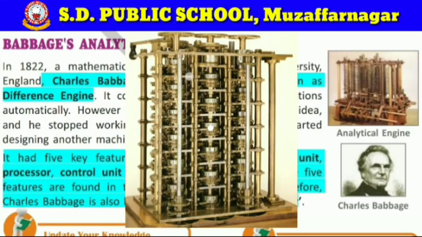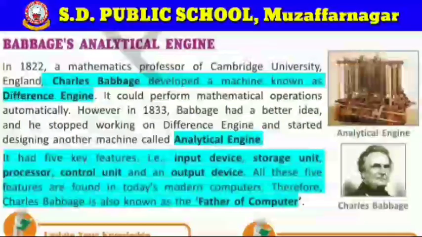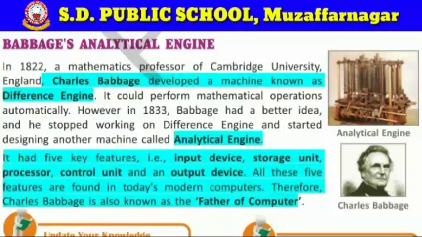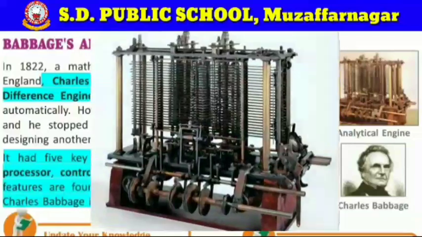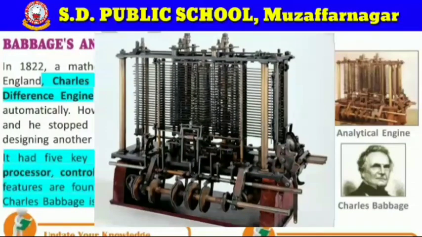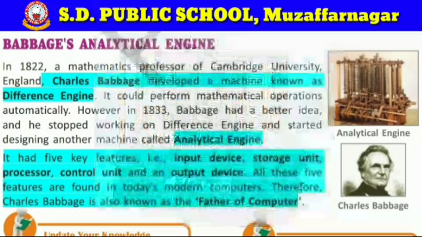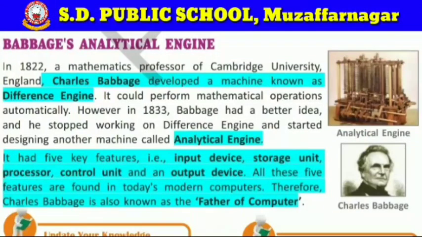But in 1833, he got a better idea, so he stopped working on difference engine and started designing another machine called analytical engine. It had 5 key features, that is, input device, storage unit, processor, control unit, and an output device. All these 5 features are found in today's modern computers. Therefore, Charles Babbage is known as the father of computer.